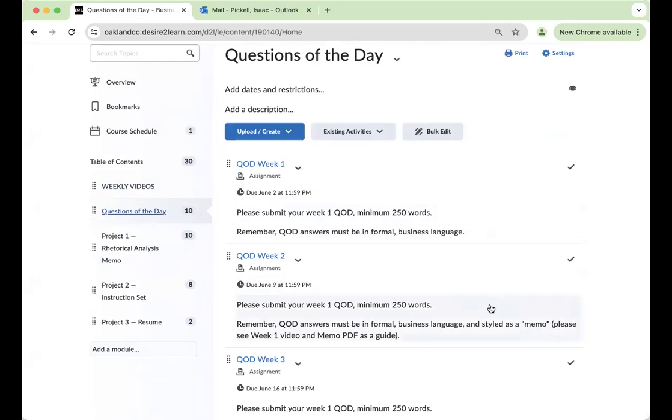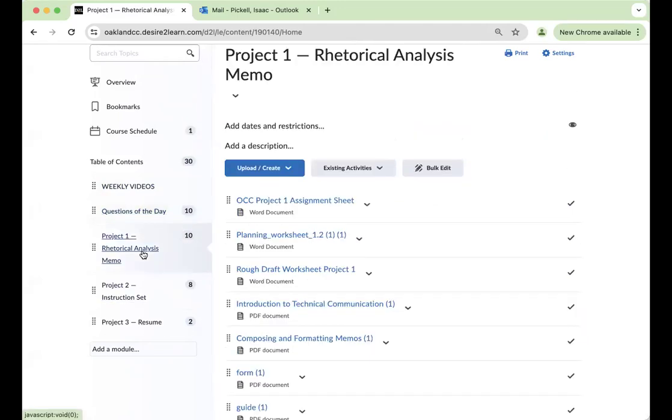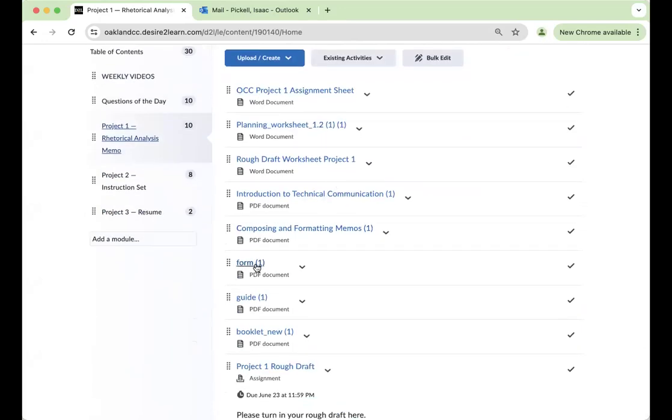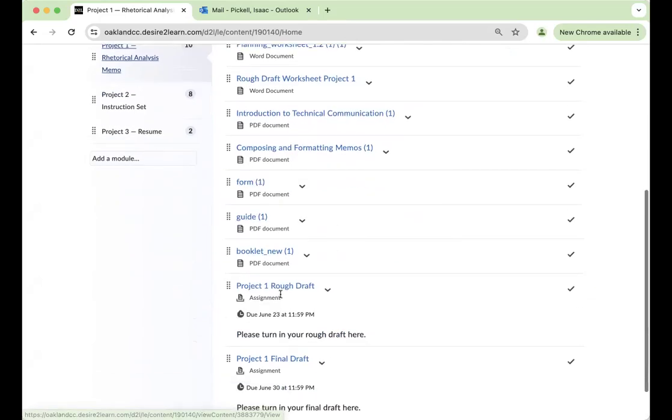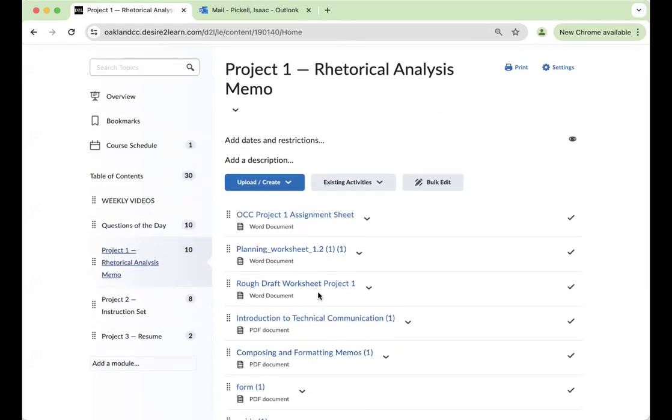Starting in week 2, we will be styling these as a memo. In next week's video, we'll go over how you style something as a memo. That is for project number 1. Project 1, which we'll go over the assignment sheet next week, is a rhetorical analysis in the form of a memo, which is a form of business communications, based on one of these 3 documents that, again, you'll see more of next week. We're going to have a rough draft, a final draft, and we've got some reading.